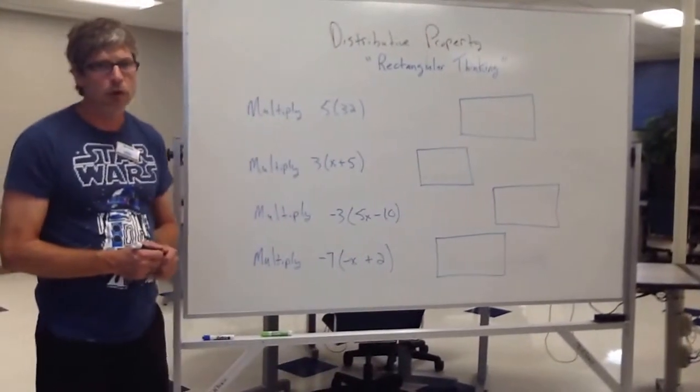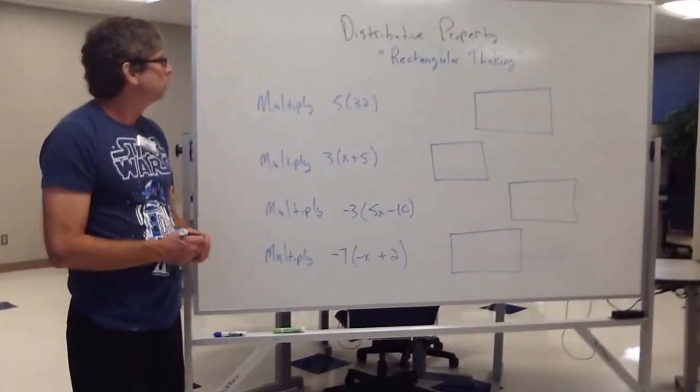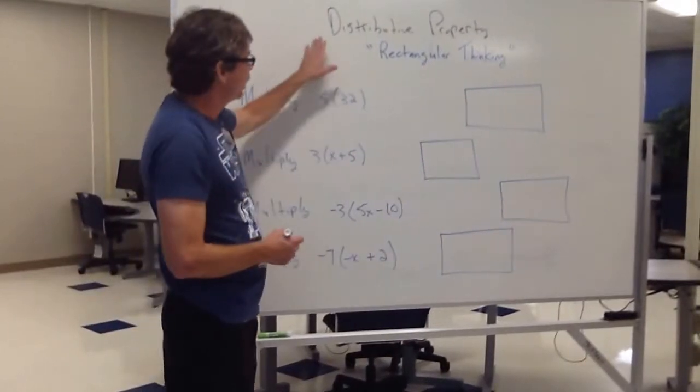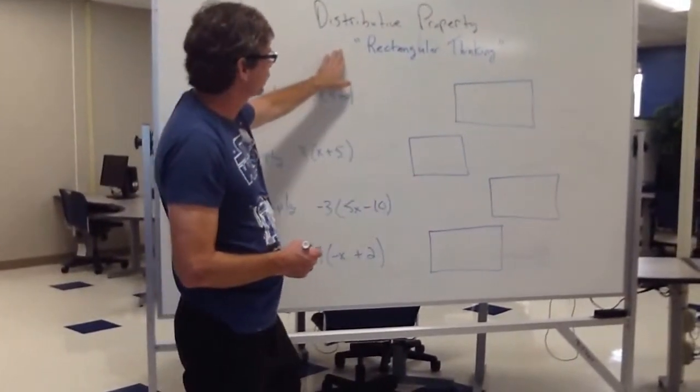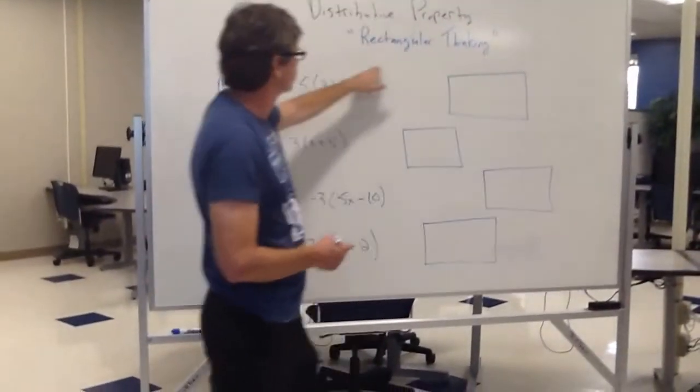Tonight's lesson we're going to work on the distributive property. Another way to think of the distributive property is I like to use the phrase rectangular thinking.